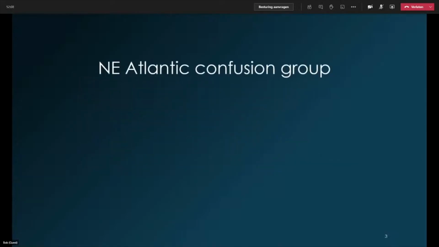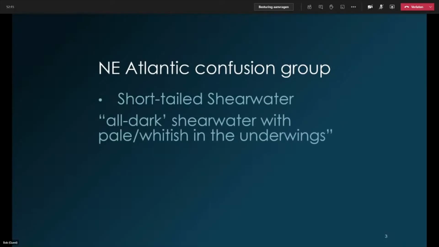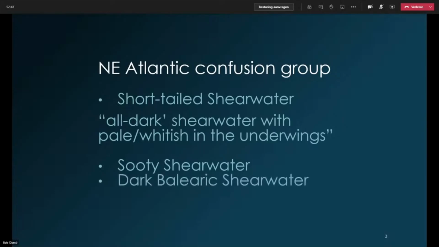So what is the confusion group that we have to worry about? Well, we've got short-tailed shearwater, obviously, and a brief description of that is it's an all-dark shearwater with pale or whitish in the underwings. And what might we confuse with that? Well, obviously, sooty shearwater. It's a notorious confusion species throughout the oceans. Very often when you go to places like Australia where these things breed, the locals are struggling with the odd sooty and short-tailed. So it's actually quite a tricky confusion pair. But in the northeast Atlantic, we've also got dark Balearic shearwater. And it seemed to me that for the trained eye, dark Balearic shearwater might indeed be more of a potential confusion species than sooty shearwater.